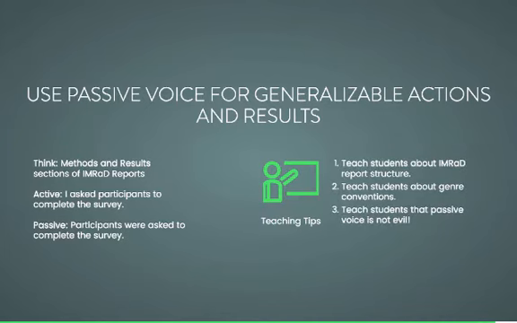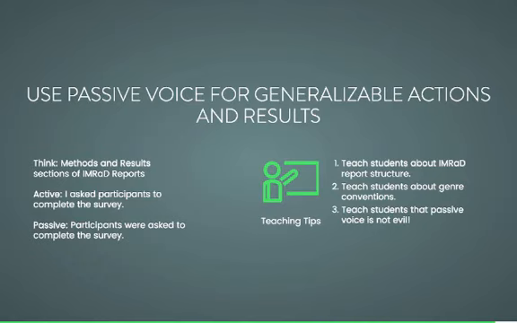A few teaching tips when you're teaching about generalizable actions and results and when you're teaching about active versus passive voice. One, you can use this as an opportunity to teach about the IMRAD report structure. So this thing exists. Everyone that writes science reports uses this convention. You should probably know it, right? And so to teach students about that, you can also teach students about genre conventions. So part of genre conventions aren't just the headings that you use or the order by which these sections of the report go in. It's also the way that you construct sentences.